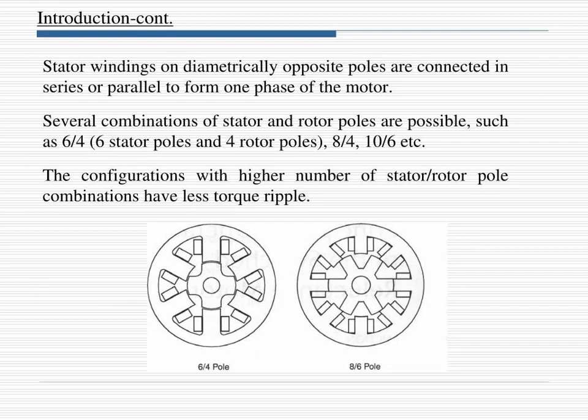The stator windings on diametrically opposite poles are connected in series or parallel to form one phase of the motor. We can see the diagrams of a 6 by 4 pole and an 8 by 6 pole machine, where 6 are the stator poles and 4 are the rotor poles. In the next diagram, 8 are the stator poles and 4 are the rotor poles. There are several combinations like 6 by 4, 8 by 4, and 10 by 6. The configuration with a higher number of stator by rotor pole combinations has less torque ripple.